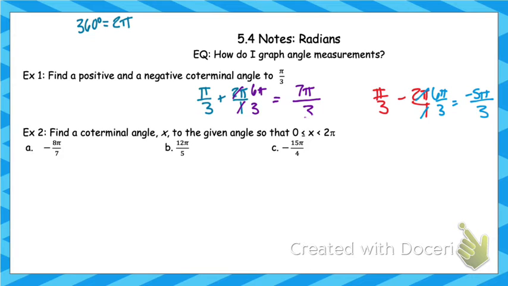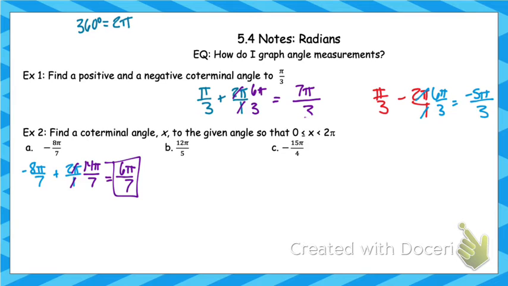So negative 8 pi over 7 is obviously smaller than 0 because it's negative. So in order to make it positive, I'm going to need to add 2 pi. So in order to add 2 pi, I need a common denominator. So I'm going to multiply the top and the bottom by 7. Now I can add across the top, and I get my final answer. All right, let's look at the next one.